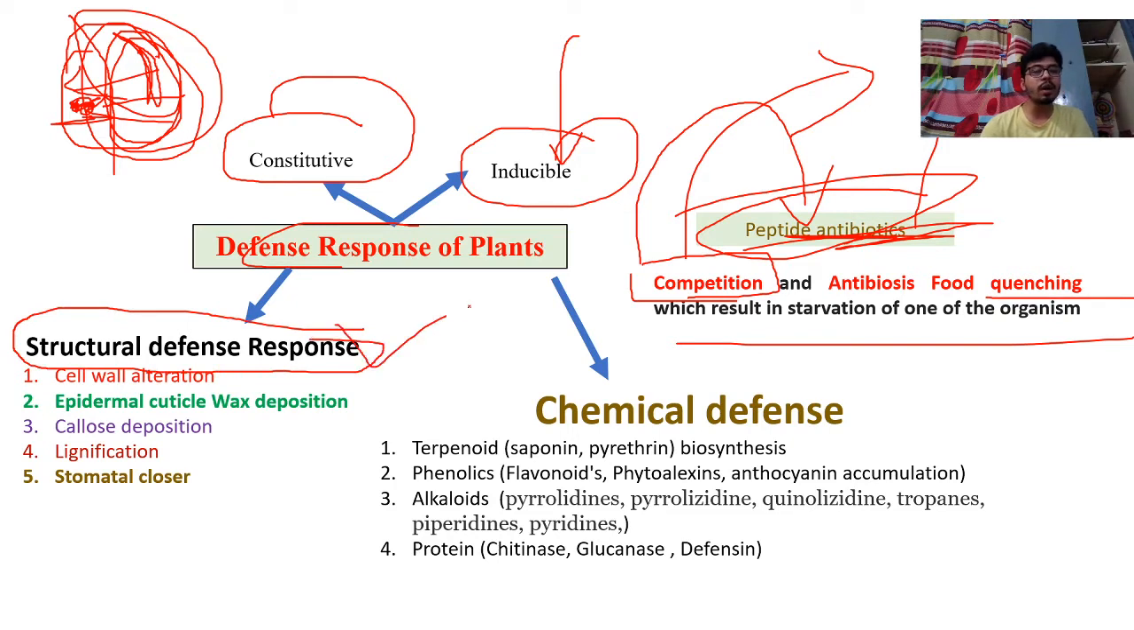So how can the plant respond, and how is the structural defense response generated in the plant? Cell wall alteration: the cell wall structure will change, with epidermal cuticle wax deposition. Sometimes, to protect from these pathogens, the plant does wax deposition on the cuticle surface. Then callose deposition, lignification, stomatal closure. The physical means of entry for this pathogen is through the stomata. So if the stomata are closed, how can the pathogen enter? This is again a very challenging task.